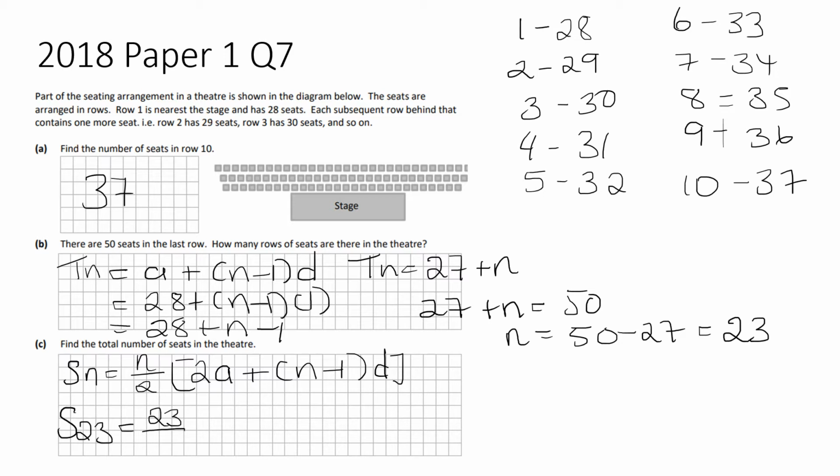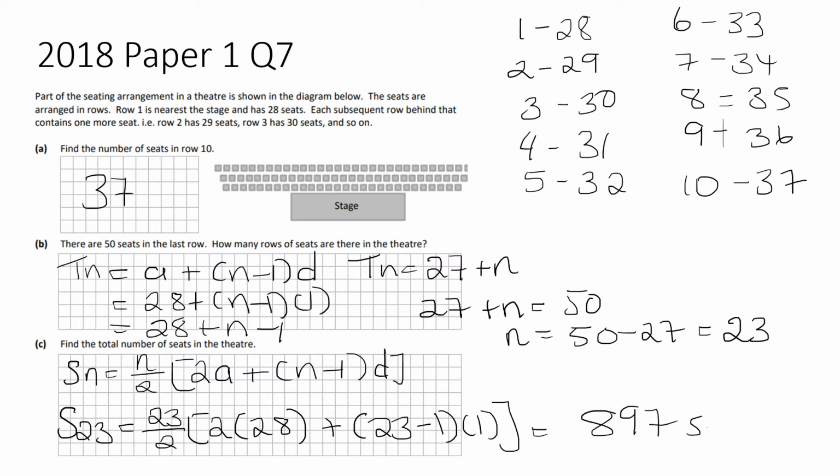So I'm going to try and find the S of 23. Put 23 over 2, and then do 2 times the first term, which is 28, plus 23 minus 1 times 1, which is the difference. And then it's just a case of putting that into your calculator. When you put that into your calculator, you end up with 897 seats. So in the first 23 rows, which is how many rows there are altogether, there's 897 seats. So that is 10 marks.